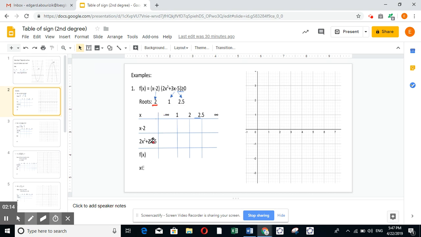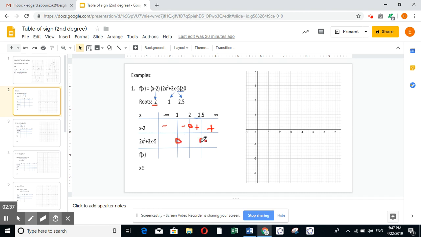So we do the table of sign like we did in the first video. x minus 2, the root is 2. As we said in degree 1, opposite sign, same sign. Since the coefficient of x here is positive, opposite, and when you reach 0, it will be the same sign, which is positive. Here it's an equation of second degree. I have two roots, 1 and 2.5.